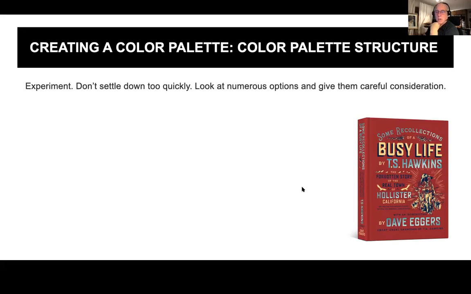Experiment. That's part of what you're doing with the identity package. You're trying out a lot of different colors to see what works together and what doesn't. Don't settle down too quickly, but once you settle down, then you're going to spec your palette. So you don't have to do that till then.